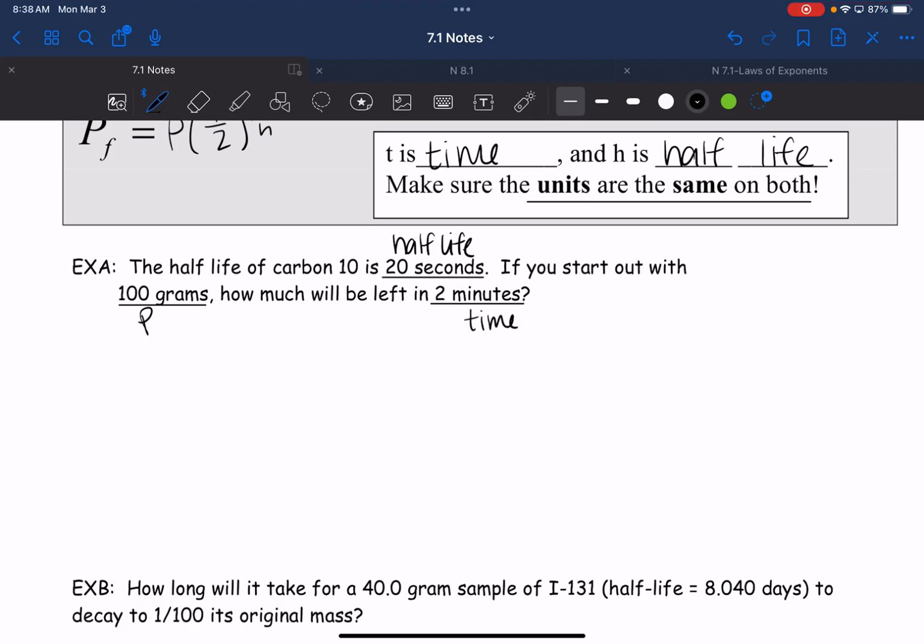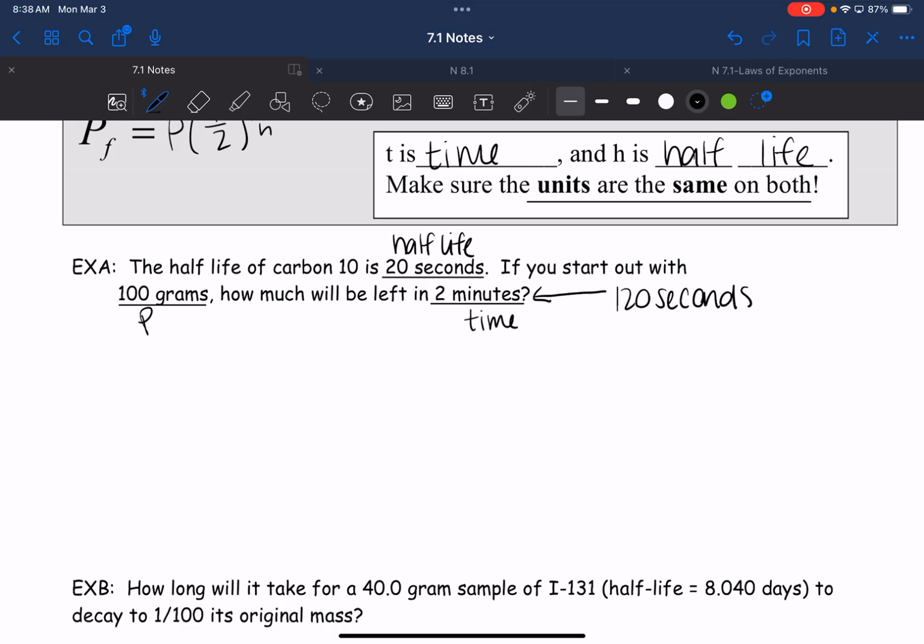But if you notice, half-life and time were not given in the same unit, right? Half-life was given in seconds, and the time was given in minutes. And we need them to all be the same unit. So I might want to convert this 2 minutes into seconds. So what would that be? 120 seconds. Right.